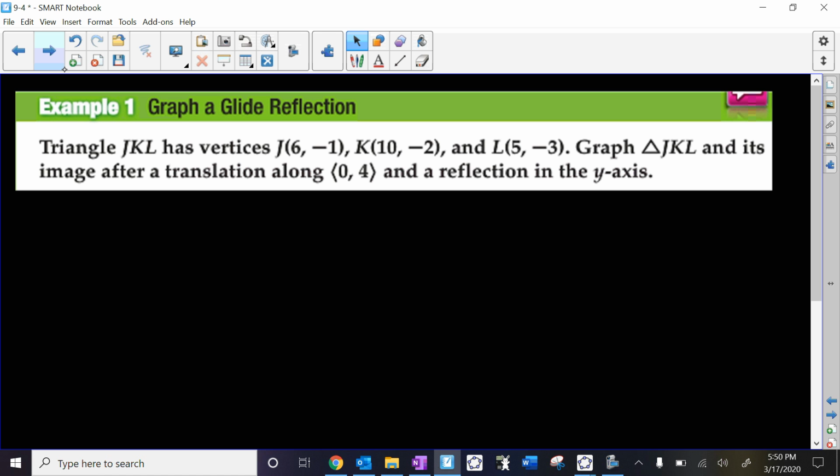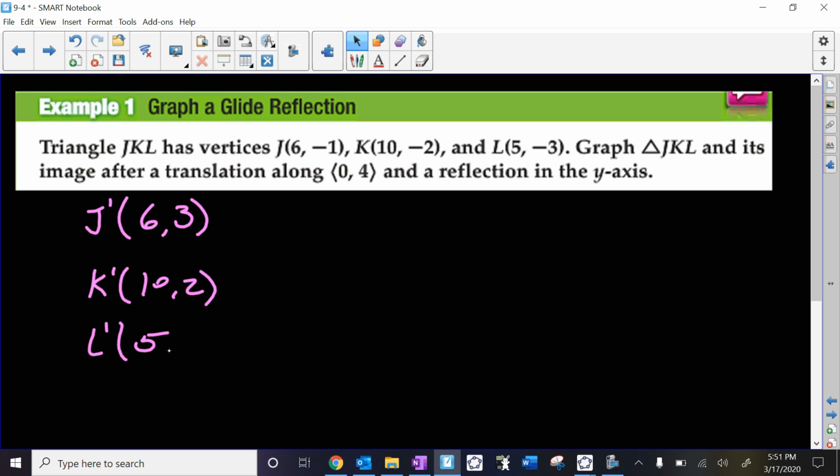We're going to do the translation first along the vector 0, 4, and then we will do the reflection in the y-axis. So for J prime, we're going to take 0, 4 and we're essentially just going to add that on to J. So I need to come up with J prime, K prime, and L prime, adding on 0, 4. So I'm going to get 6, 3. K prime is 10, 2. And then L prime is going to be 5, 1.